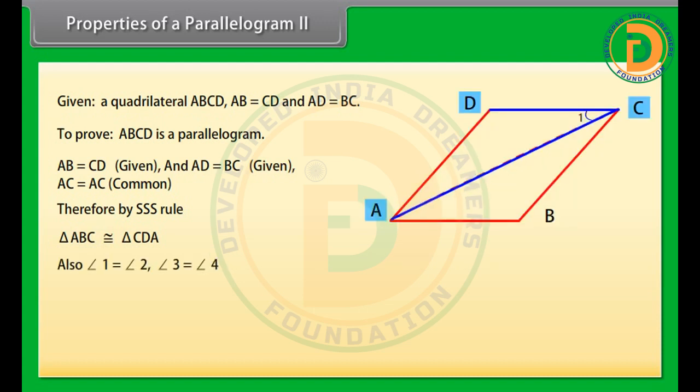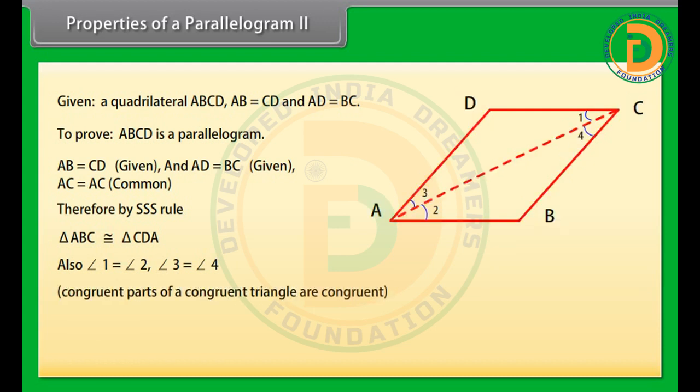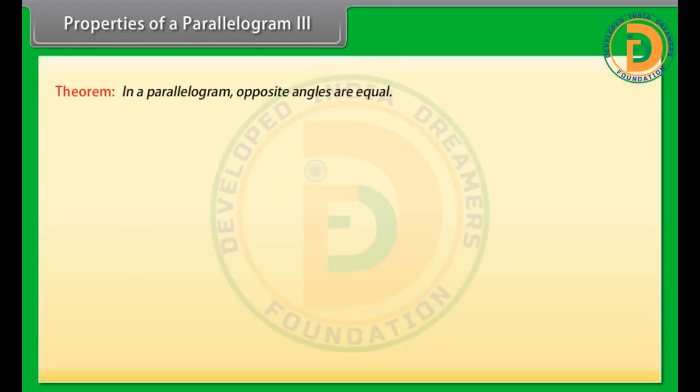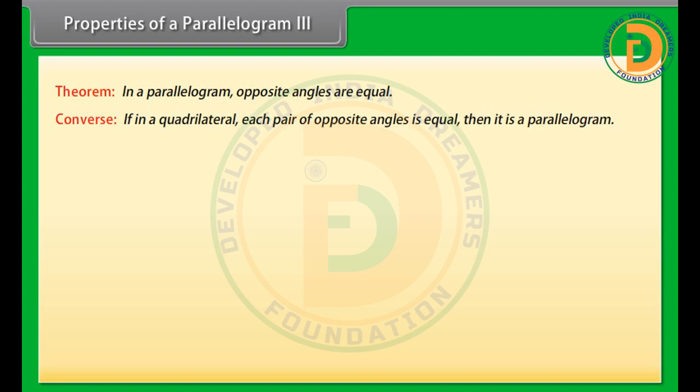Also, angle 1 is equal to angle 2 and angle 3 is equal to angle 4, because congruent parts of congruent triangles are congruent. Therefore, AB is parallel to CD and AD is parallel to BC. Hence, ABCD is a parallelogram. Properties of a parallelogram 3. Another property of a parallelogram says that in a parallelogram, opposite angles are equal. The converse of this theorem says that if in a quadrilateral each pair of opposite angles is equal, then it's a parallelogram.